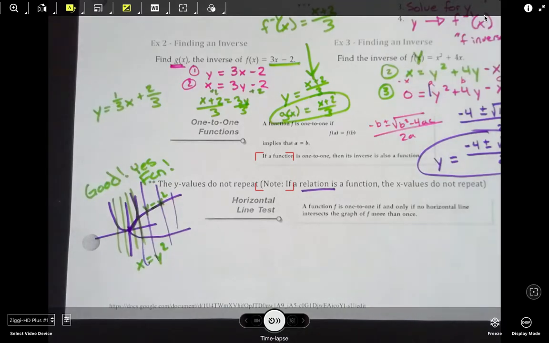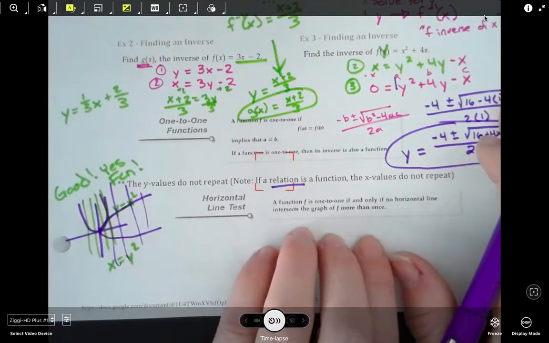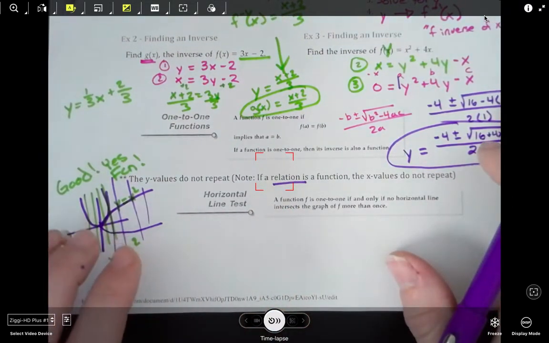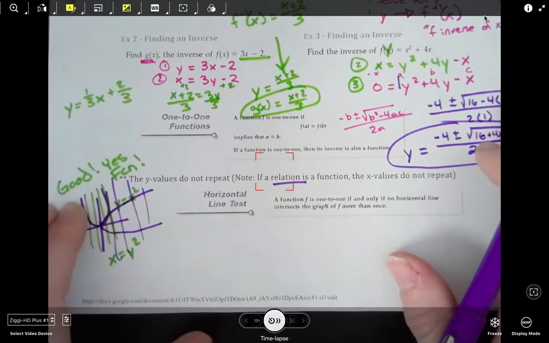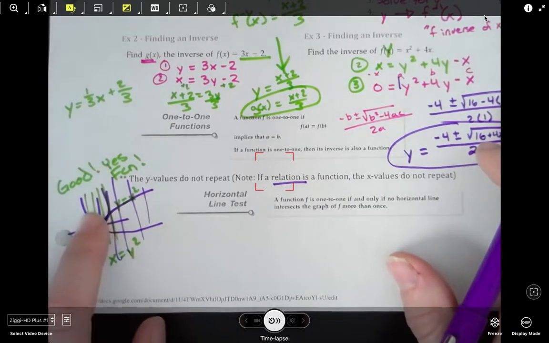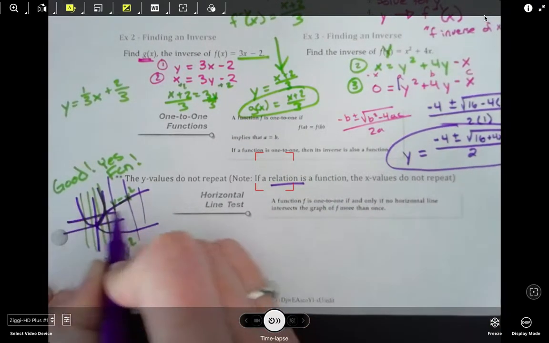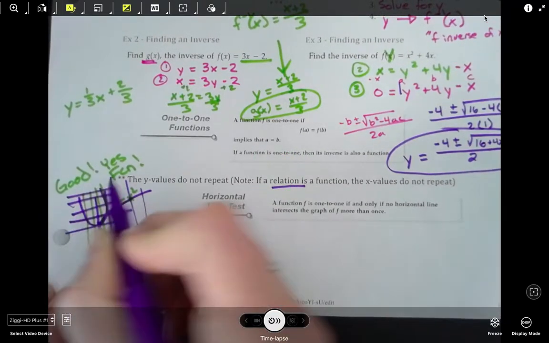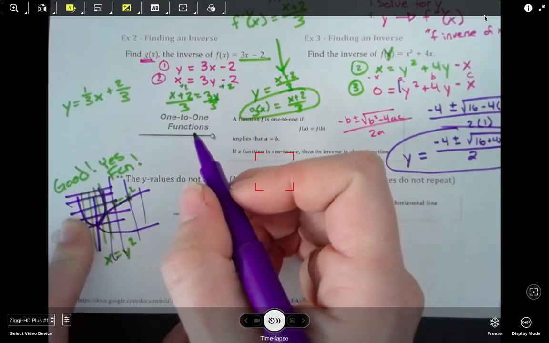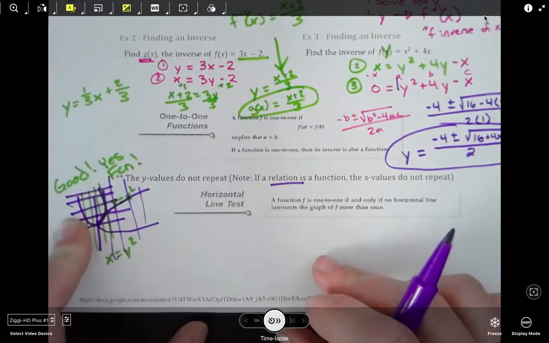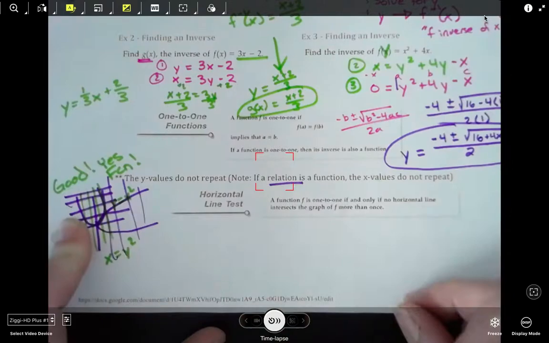Now, just looking at the original function, if I'm trying to determine whether its inverse is a function rather than doing the vertical line test, I can do the horizontal line test on it. So just looking at that parabola, the one that I had to start with, I can do the horizontal line test on it to see if its inverse is a function. Does that make sense? Okay.